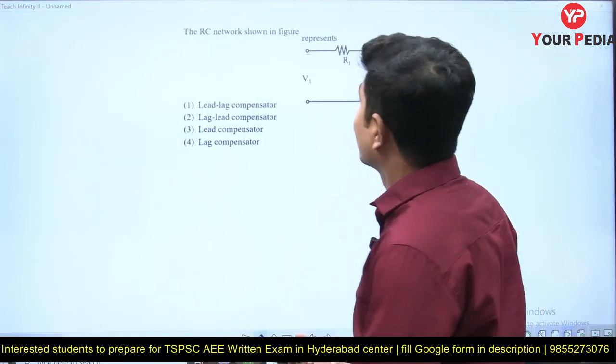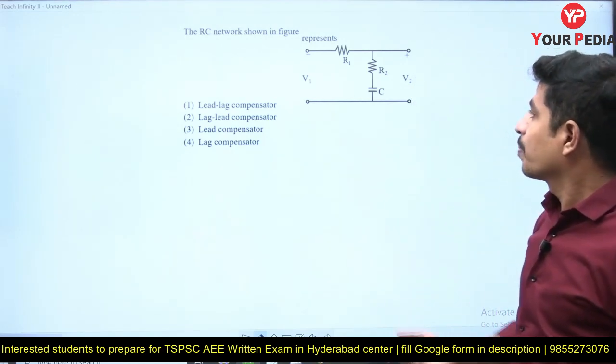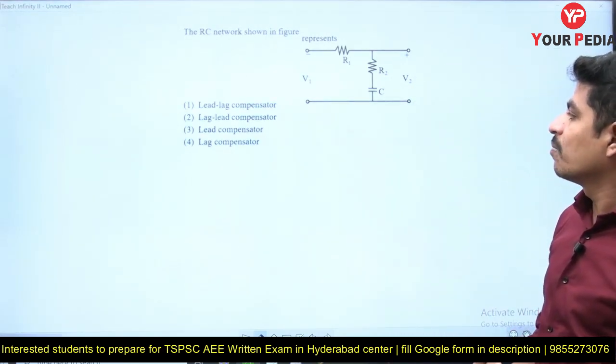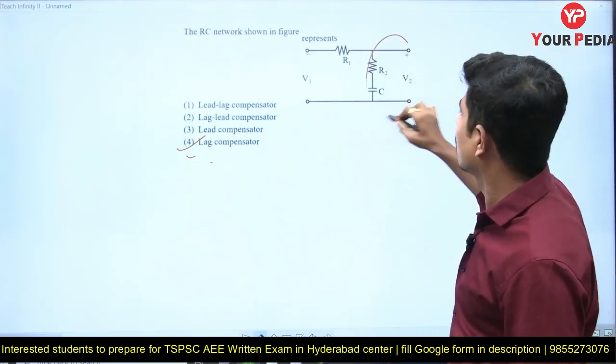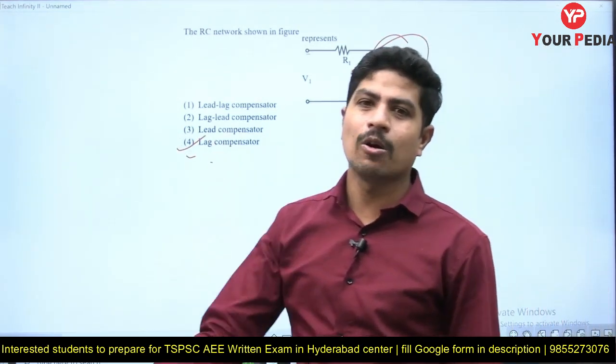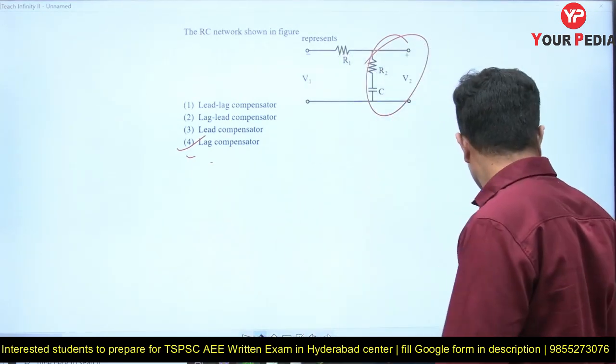Let's go to the next question. The RC network shown in the figure represents a lead-lag compensator, lag-lead compensator, lead compensator, or lag compensator. It is a lag compensator. You are taking the voltage across this resistance and capacitance combination. That is a direct question, no need to put in any effort.